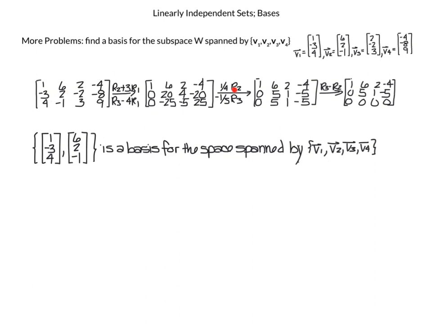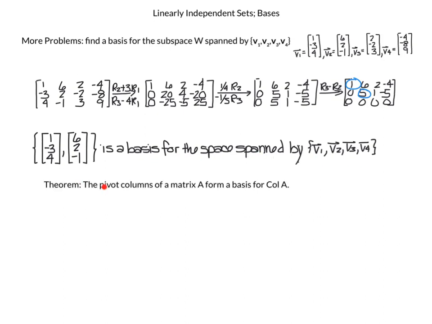So I have this and I row reduce my matrix. I identify my pivot columns because I'm good about this now and remembering that theorem. These are my two pivot columns. So that means my first and second vectors, 1, -3, 4, and 6, 2, -1, is a basis for the space spanned by v1, v2, v3, v4.